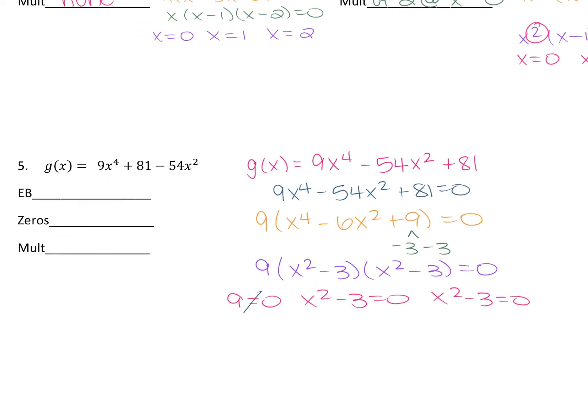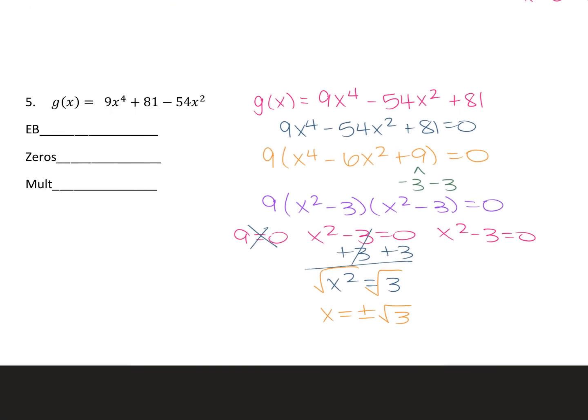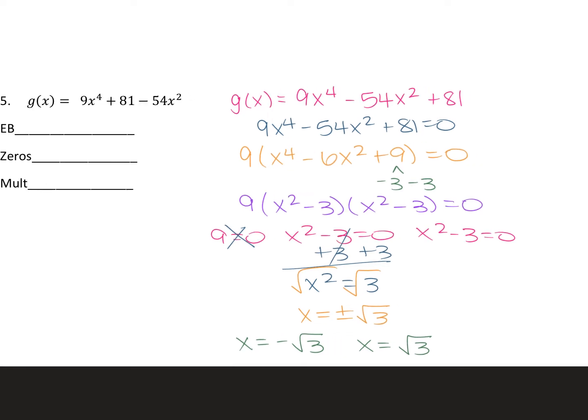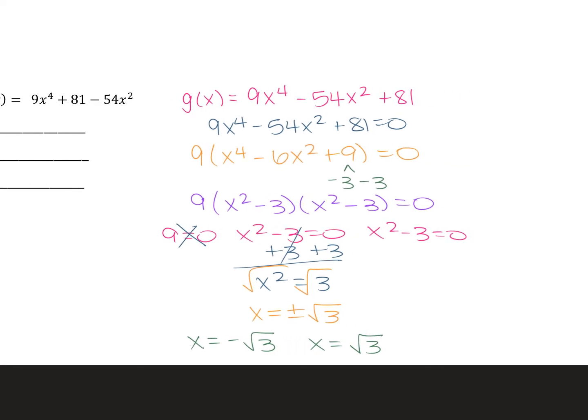9 is equal to 0, it's a false statement, so we're going to cancel it out and not work with it. The x squared minus 3 is equal to 0, move your 3 over. You get x squared is equal to 3. From there, take the square root of both sides. You have that x is equal to plus or minus the square root of 3. This means that you have x is equal to the negative square root 3, as well as x is equal to the positive square root 3. Now, the other part that we didn't solve out is the same exact thing, which means x is equal to the negative square root 3, and x is equal to the positive square root 3.